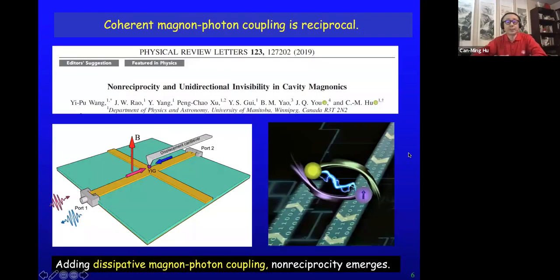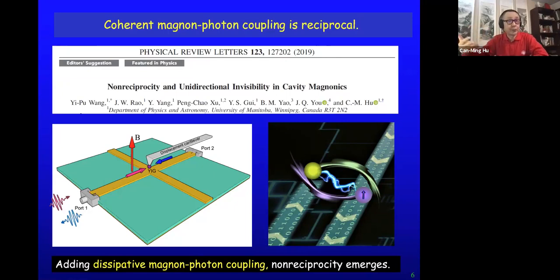But what I want to focus on in today's talk is not this coherent magnon-photon coupling, like a spring force coupling oscillators, but rather I would like to introduce to you this dissipative magnon-photon coupling. In fact, if you couple magnon and photon with both coherent and dissipative coupling, then you can produce some wonderful effects.